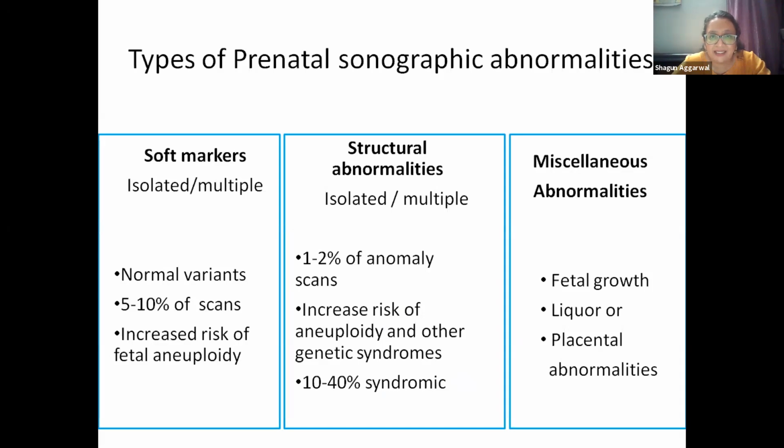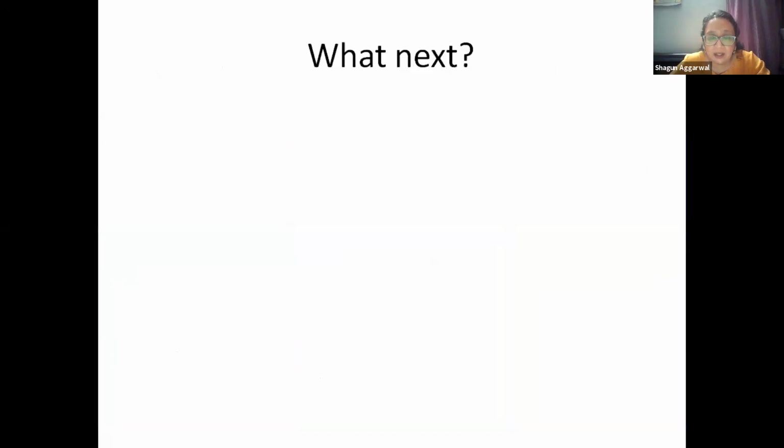So we all know that these are probably the 3 main categories of abnormal scan findings. We could have soft markers, isolated or multiple, which are mostly associated with cytogenetic abnormalities. Structural abnormalities, again, isolated or multiple, these actually could be associated with cytogenetic abnormalities, or could even be associated with single gene disorders, and around 10 to 14% of these structural abnormalities, and even higher probably now as the current data shows, are probably syndromic. And then finally, we could have miscellaneous abnormalities of growth, liquor or placenta, which often are not genetic, but in certain instances could be. So what next?